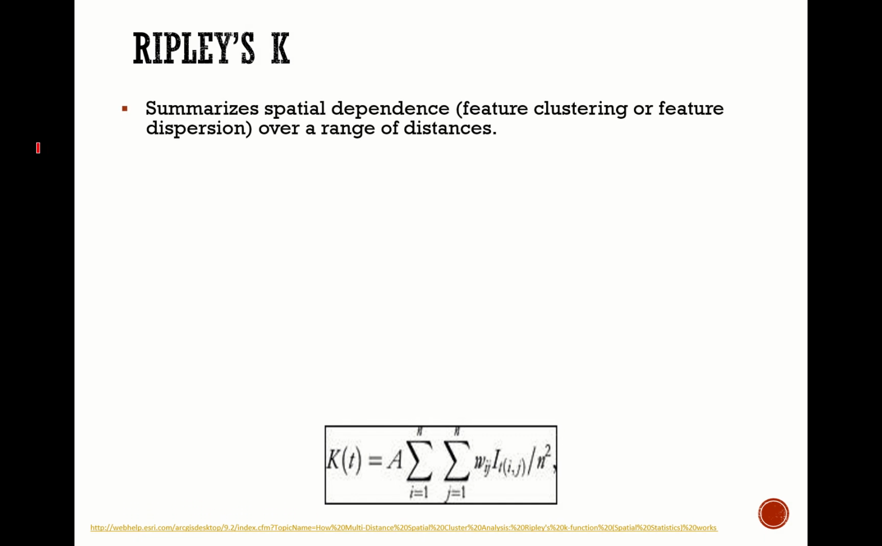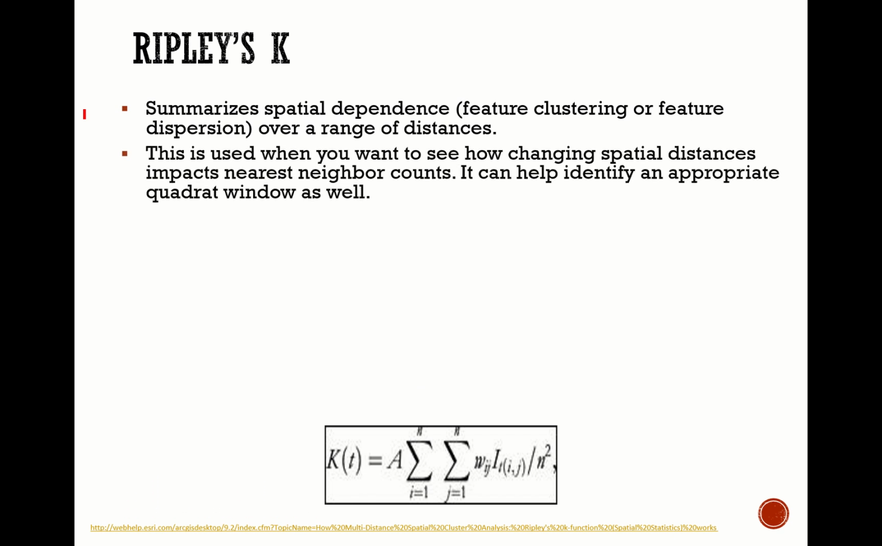So that's quadrant analysis and nearest neighbor analysis. I'll move on to something called Ripley's K. Ripley's K is a bit different because it shows us how the degree of clustering can change with changing the distance at which we're analyzing around our point of interest.